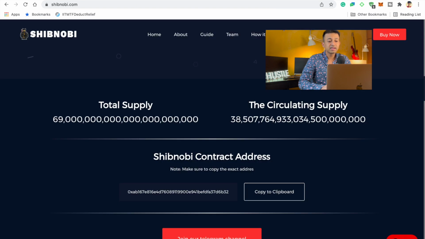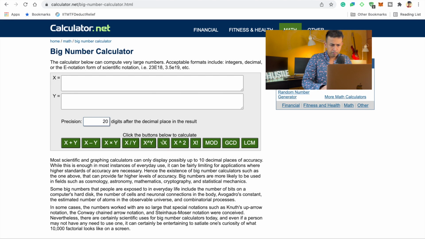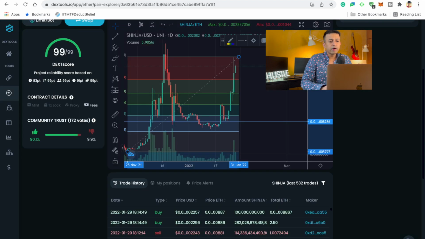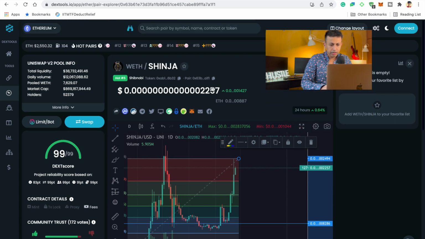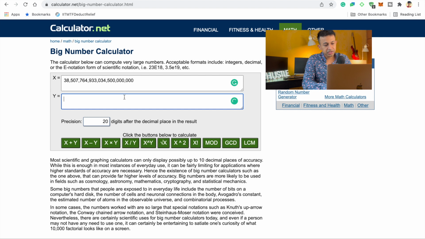All right, so let's get into my screen. First thing we're going to do here is calculate Shibnobi's market cap. Let's go to the website first and get the circulating supply. All right, this is the circulating supply. So you just take this and punch it in here. And where do we get the price of the coin from? I will get it from here. Can I copy this? Yes, I can. I can just click here and copy. All right, so just gonna get this, punch it in here. Damn.